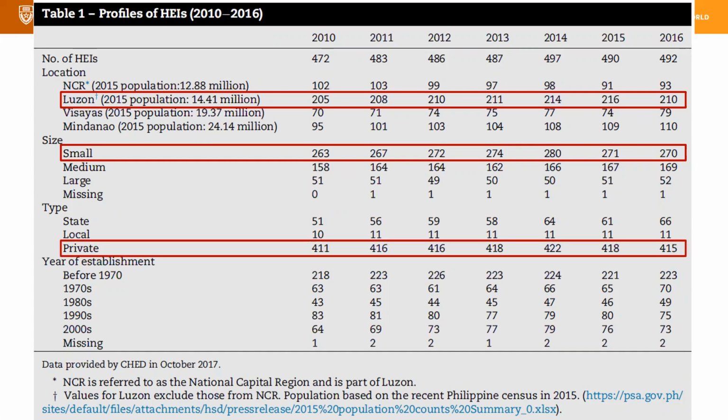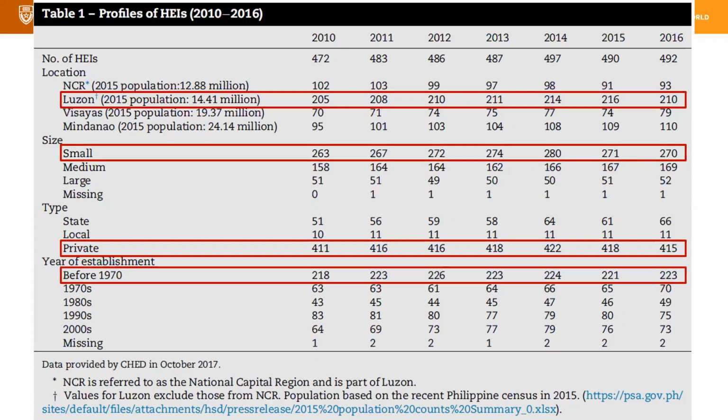And a majority of our nursing schools in the Philippines are driven by private institutions. So that's the state that we have. Most of them are private, a few are state, and very few are local institutions. Most of them were established in the 1970s. Nonetheless, there have been some schools established beyond 1970 and even as late as the 2000s. So that's just an overview of the characteristics of nursing schools in the Philippines.